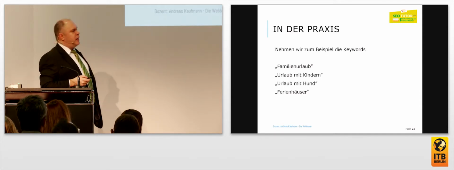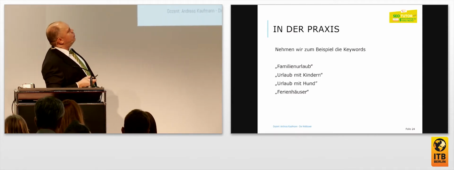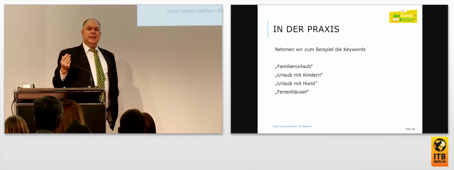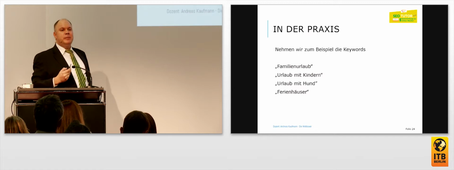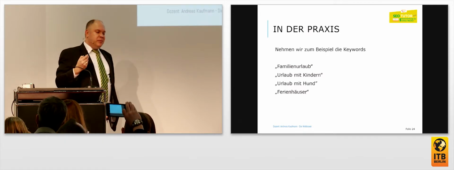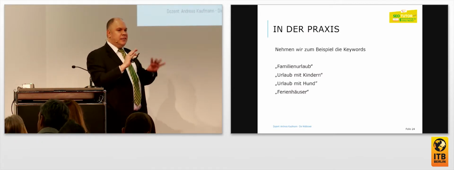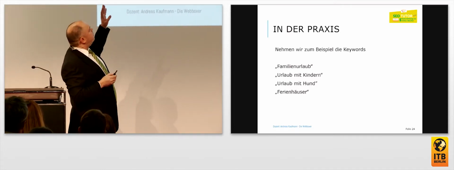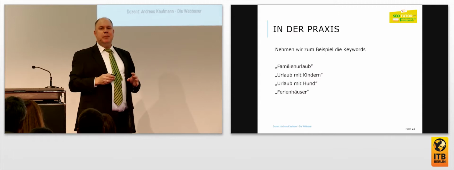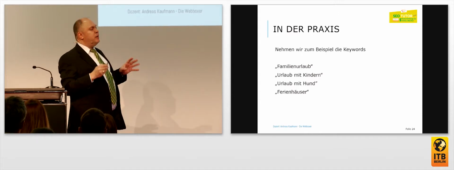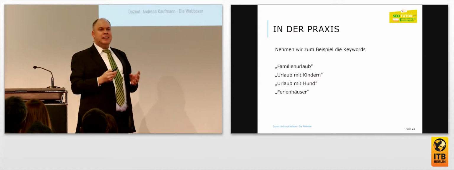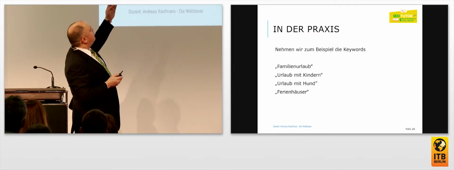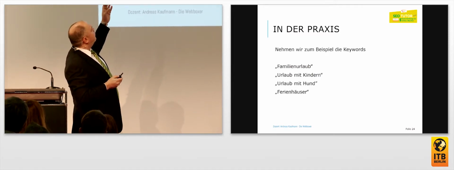Now, how can you do that in practice? How can all of this be done? Now, family vacation, family with children, with dogs, and holiday apartments. What are the topics that you can bundle, and what are the topics that should be treated as individual topics? We've just learned the cloud. Let's move away from the keywords. You can think about what you can put together into one topic and what will generate different results, what has different intentions.